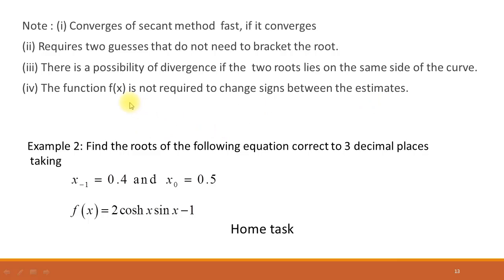Now let's move on to another example. Suppose we have a nonlinear equation f of x equal to 2 cosh x into sin x minus 1. Dear students, try yourself to find the roots of this equation correct to 3 decimal places. For the initial values, consider x minus 1 equal to 0.4 and x0 equal to 0.5. Now use the secant method to find the roots of this nonlinear equation correct to 3 decimal places. This is a home task for you.